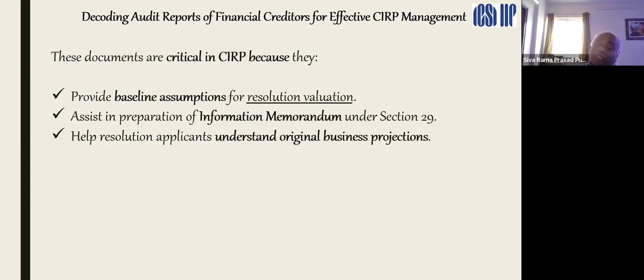These documents are critical in CIRP because they provide a baseline assumption for resolution valuation. For prospective resolution applicants also, this is useful. They assist in preparation of information memoranda under section 29 and help a resolution applicant understand the original business projections.